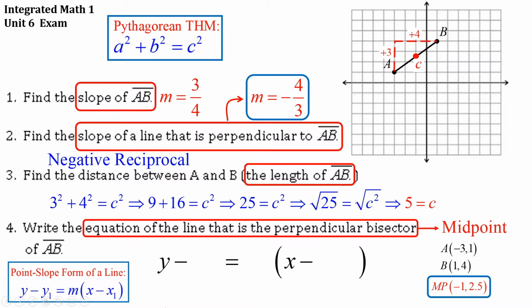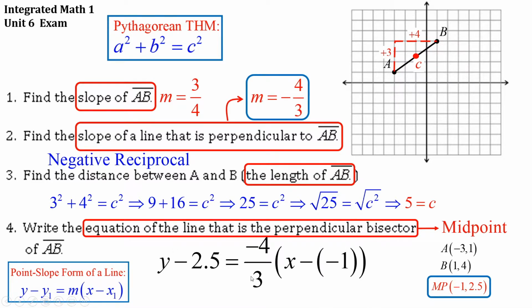So I always start just like this. Y minus, and then what is my y sub 1? Well, that would be the y-coordinate of this midpoint right here, which we said was 2.5, equals, and now what's my slope of a perpendicular? Well, we answered that question in number 2. It's -4/3. And then x minus, all right, and what do we have right here? Our x sub 1, which is the x-coordinate of our midpoint, and that's a -1.